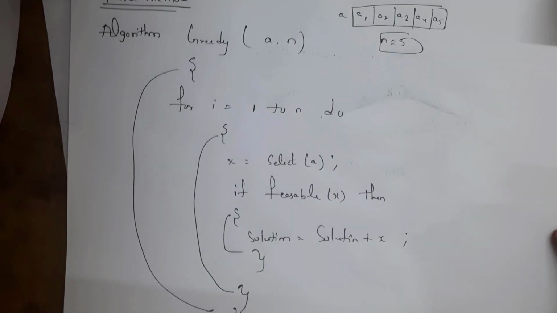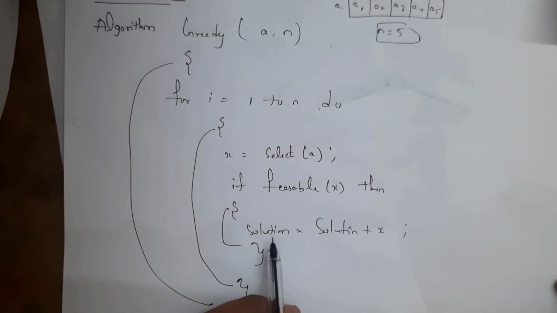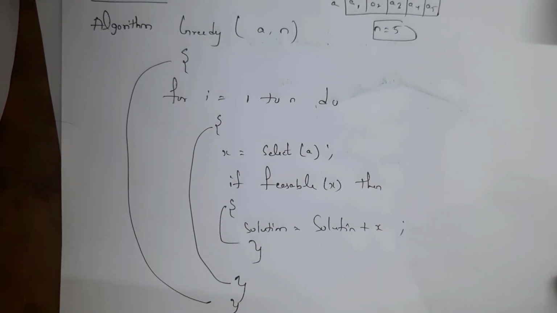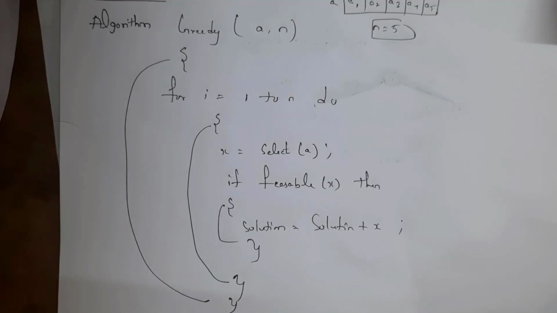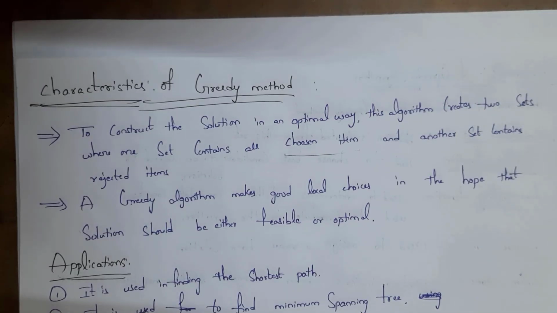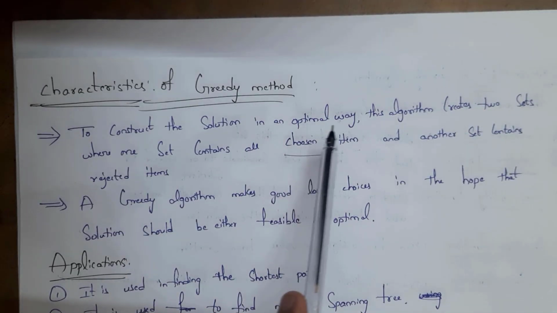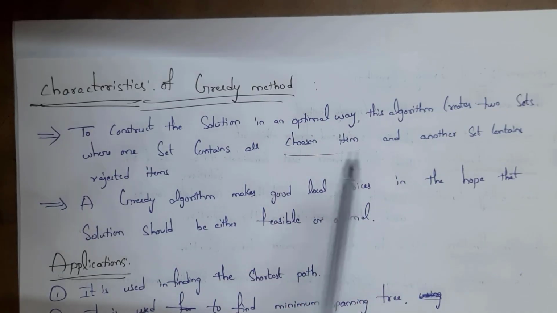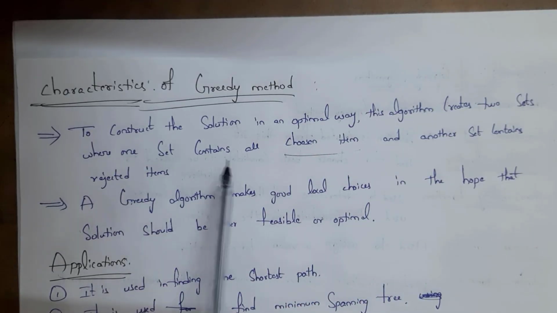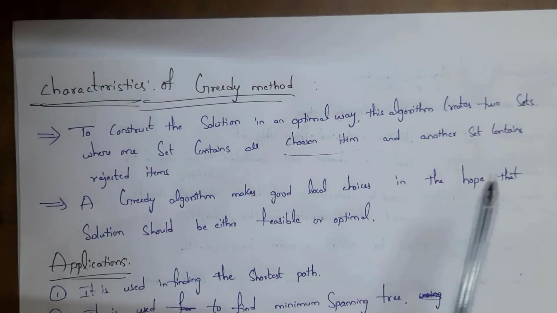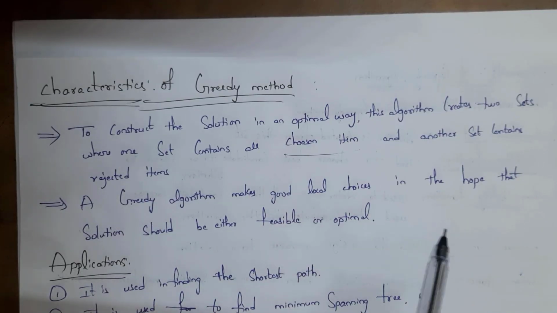So if we found any feasible solution, then we need to include this in our solution. This is the meaning of this general method. Characteristics of greedy method. To construct a solution in an optimal way, this algorithm creates 2 sets, where one set contains all chosen items and another set contains all rejected items. That is, in order to get the best solution, this greedy algorithm creates two sets. One set contains chosen items and another set contains rejected items.